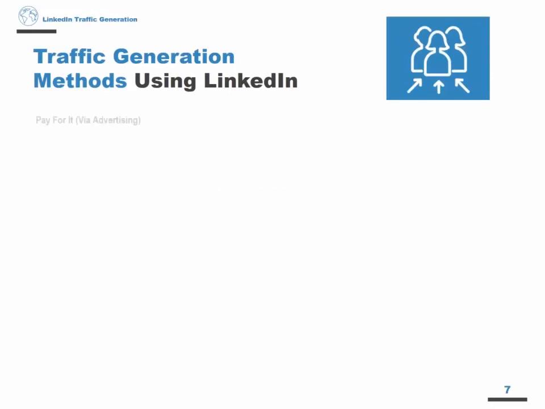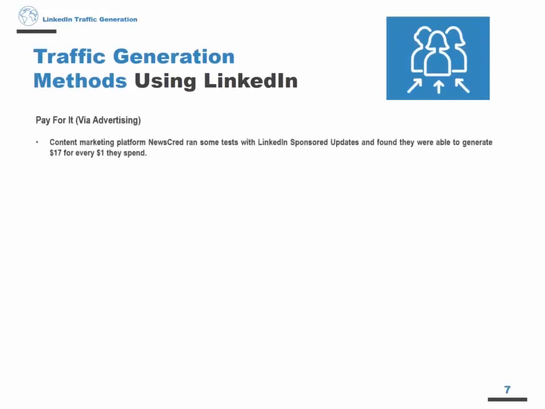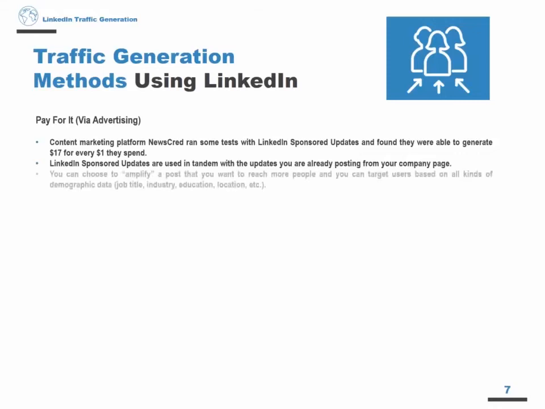Pay for it via advertising. Content marketing platform NewsCred ran some tests with LinkedIn sponsored updates and found they were able to generate $17 for every $1 they spend. LinkedIn sponsored updates are used in tandem with the updates you are already posting from your company page. You can choose to amplify a post that you want to reach more people, and you can target users based on all kinds of demographic data: job title, industry, education, location, etc.